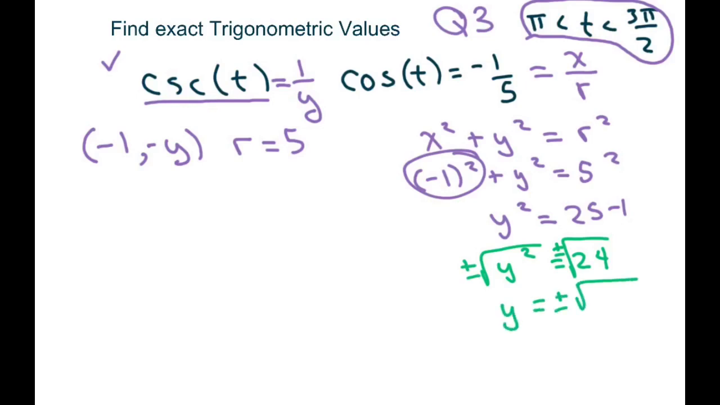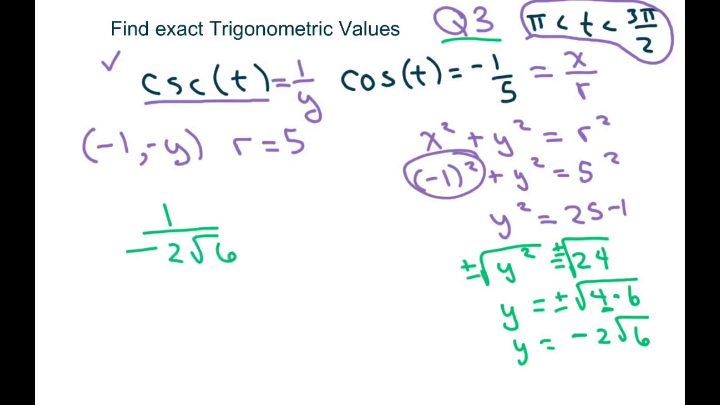I'm going to break this 24 up as 4 times 6. You want to get that perfect square in there. So we take the square root of 4, we get 2 square root of 6. So all we have to do is fill this out. We get 1 over, and by the way, are we going to take the positive or the negative? Since we're in quadrant 3, we have to take the negative. So our y is actually going to be just the negative. So it's going to be -2 square root of 6.